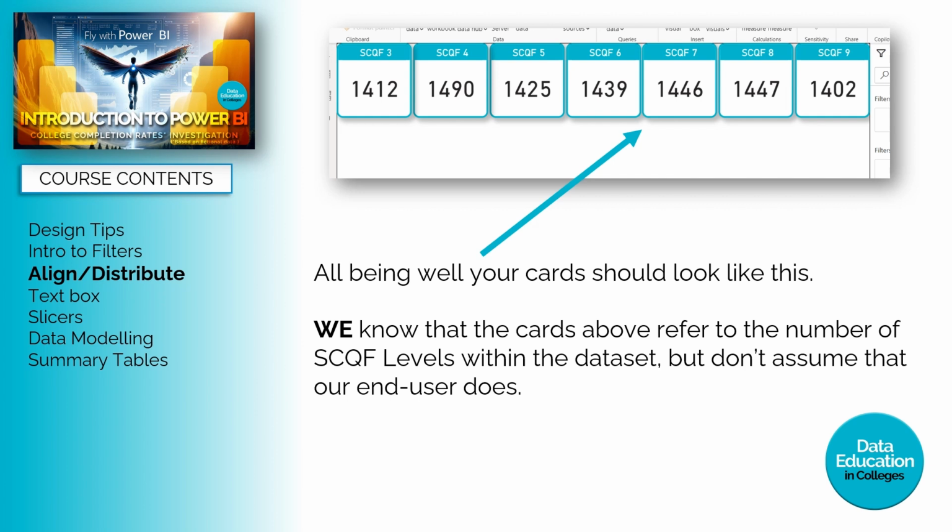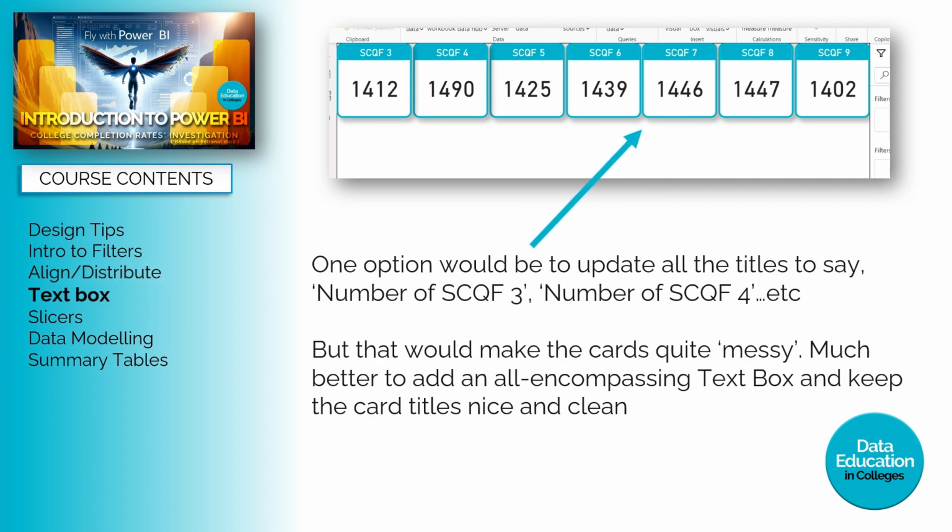Now, we know the cards refer to the number of SCQF levels, but don't assume our user does. What we could do is update every single title to number of SCQF3, number of SCQF4, and so on. But that would be messy. It would make a dashboard untidy. Much better just to add a text box and cover it all in one text box.